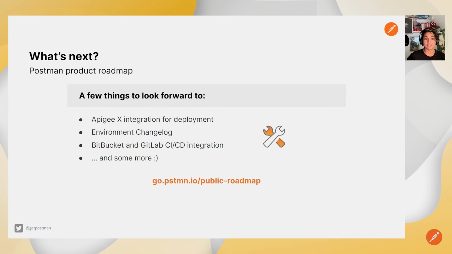So what's next? There's a few things that we have cooking up at Postman that you can expect to see soon. We have a new deployment integration coming for Apigee. We'll be seeing an environment changelog. You saw us use Jenkins for CI/CD today. We currently have Travis CI and Circle CI available as well for the same kind of integration. But we'll soon have Bitbucket and GitLab added to that lineup. There's a whole lot more in the works. If you're curious, you can check out our public roadmap, which we try to keep updated.